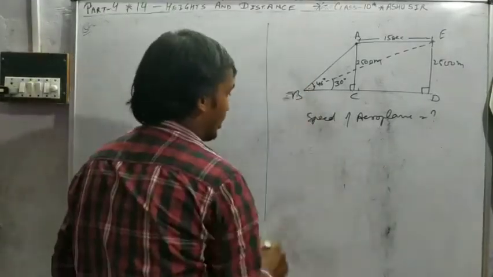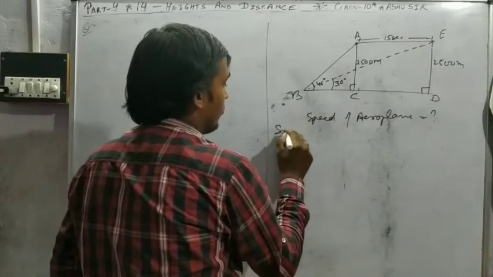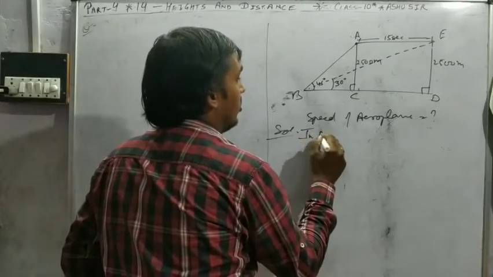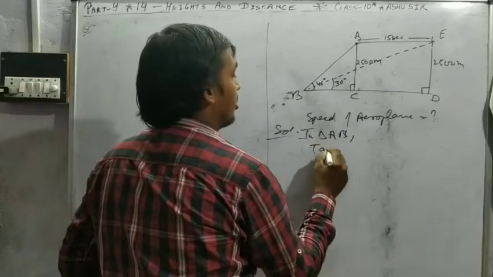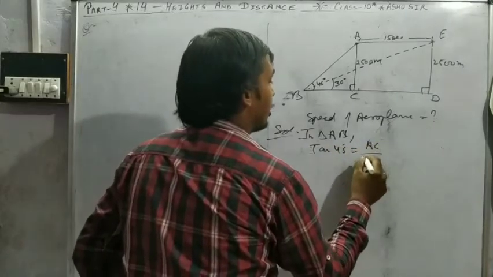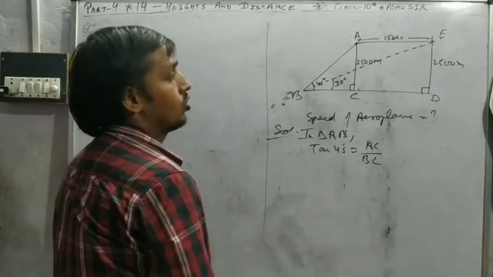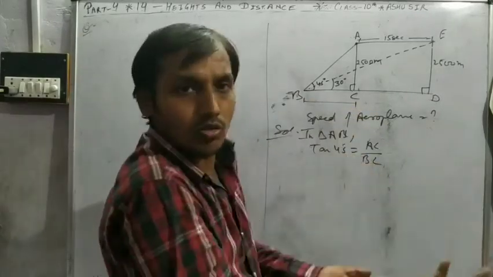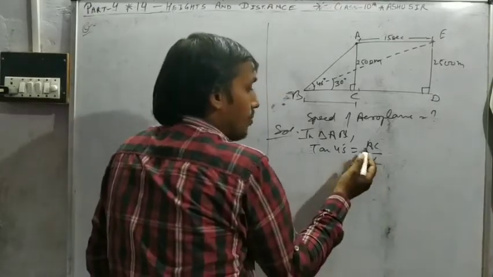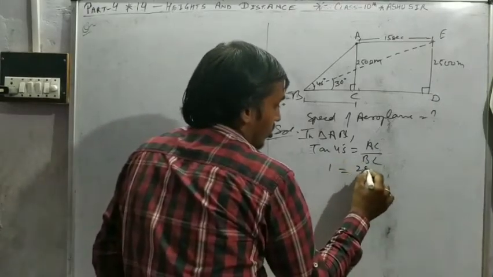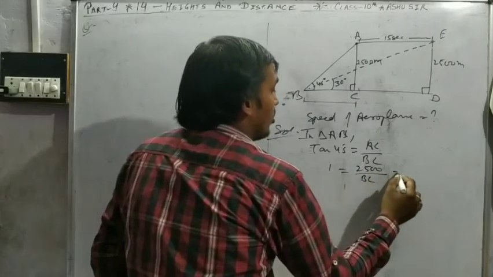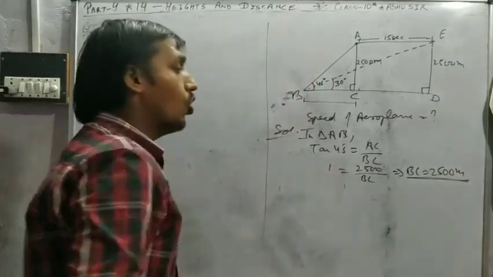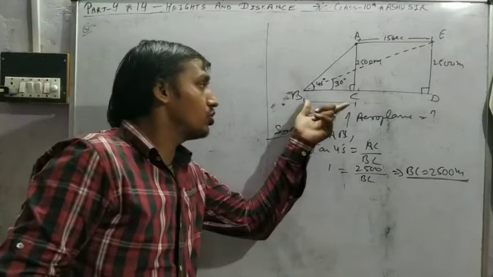Okay, let's start the solution. First, we take triangle ABC: tan 45 degree is AC upon BC. So what's the value of BC? I don't know, but AC we know, 2500. So BC is equal to 2500 meter. Yes, you got it.